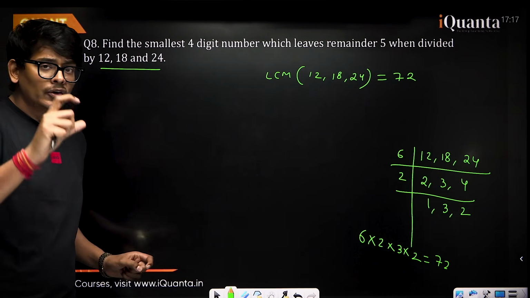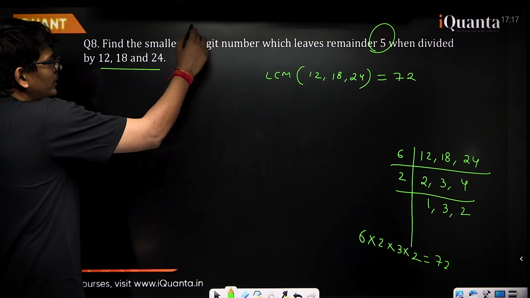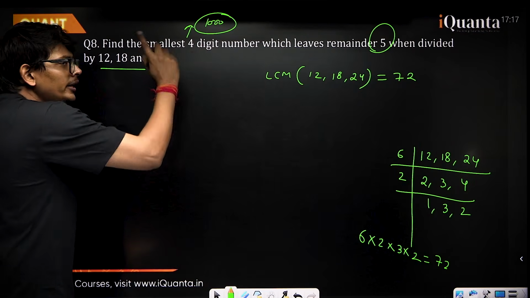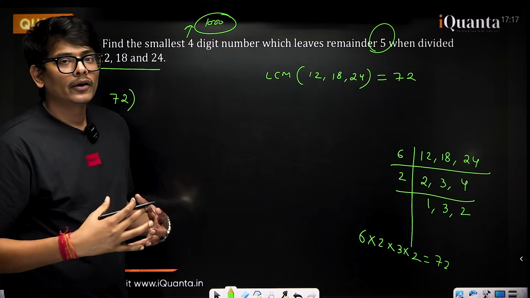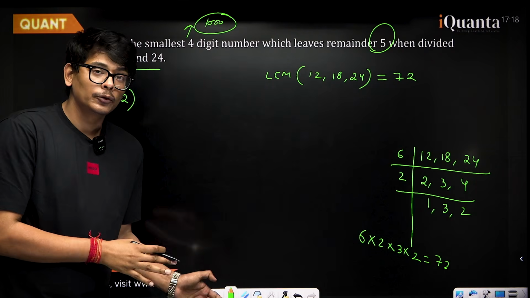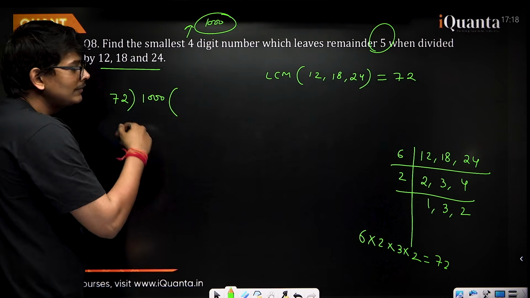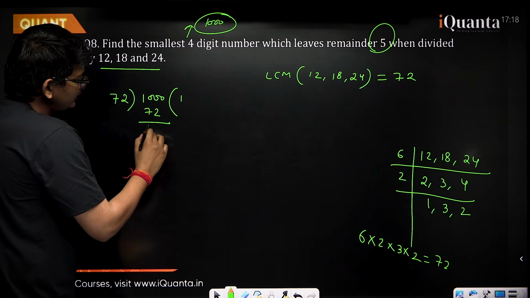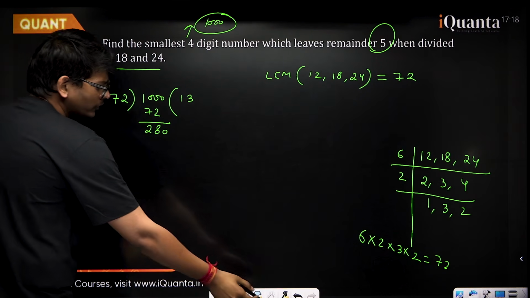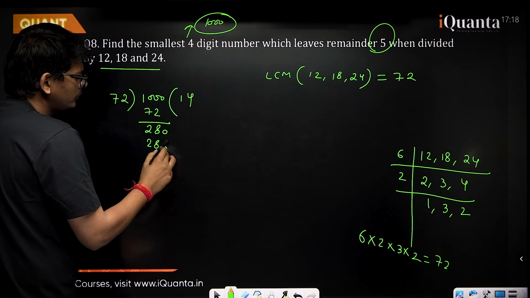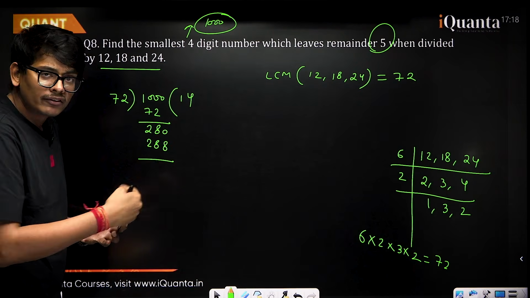So 72 is the least number which satisfies this particular condition, right? But the question says you have to find the smallest 4-digit number as well as add the remainder. So first of all, we will go near to this particular number. How? Just divide 1000 by 72, because we have to find the multiple of 72 which is close to 1000. This is 280. Because 4 will go, you can check for 4 also. You can see 4 will go outside this range. That means it will be more than 1000, right?